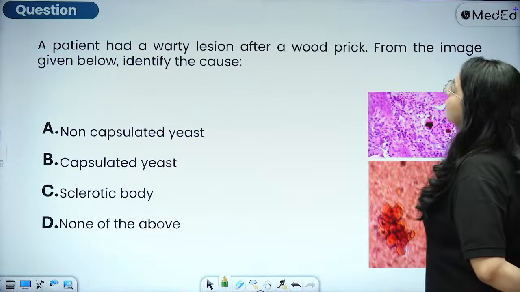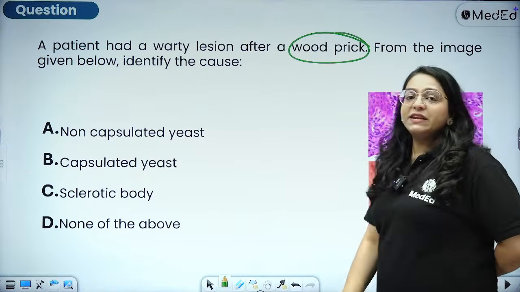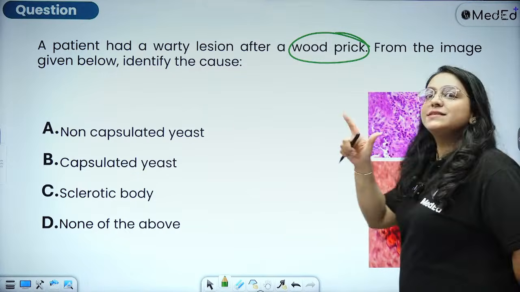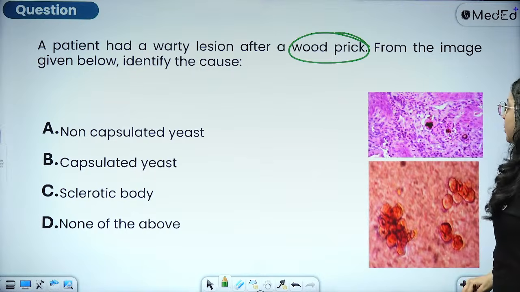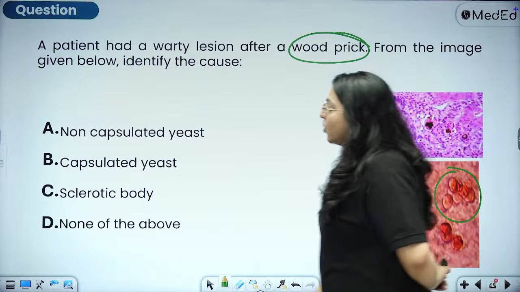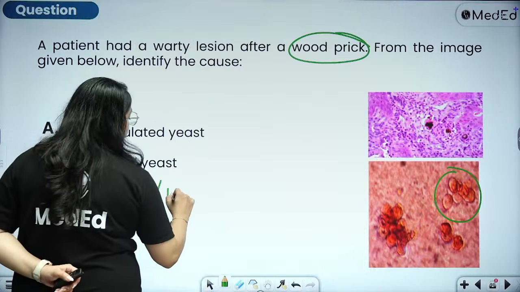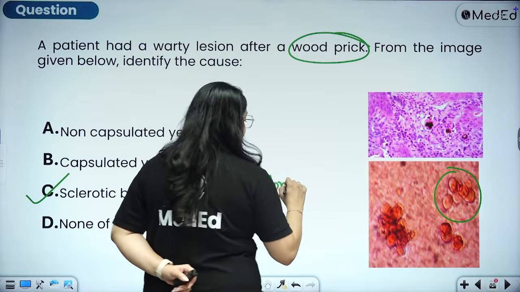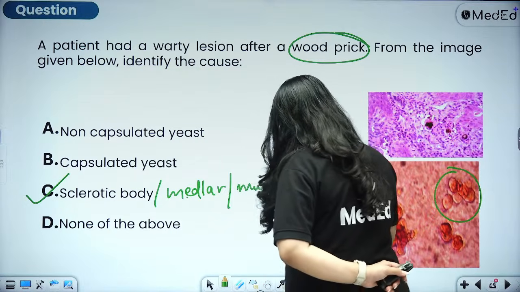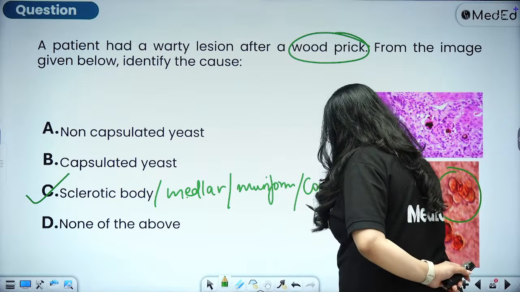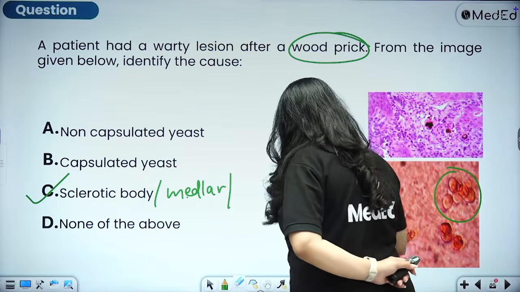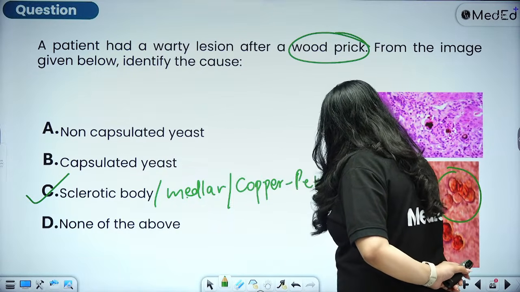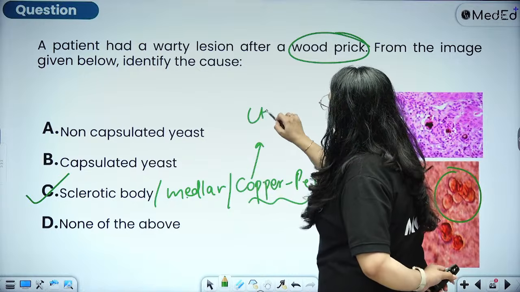Okay. Patient had a warty lesion after a wood prick. So whenever it's a wood prick, it's either sporotrichosis, chromoblastomycosis, or mycetoma. From the image given below, what are these black bodies? Sclerotic bodies, or medlar bodies, or muriform bodies, or copper penny bodies, shown by chromoblastomycosis.